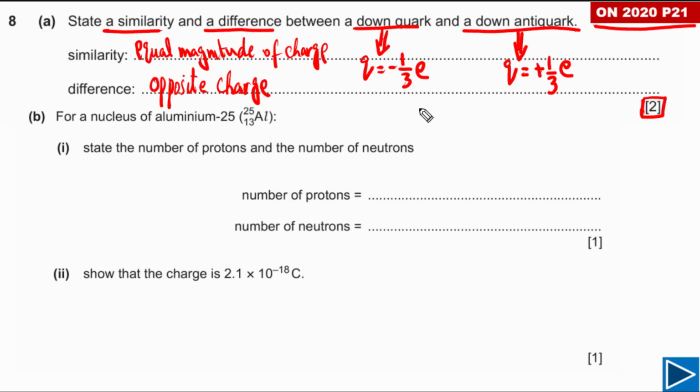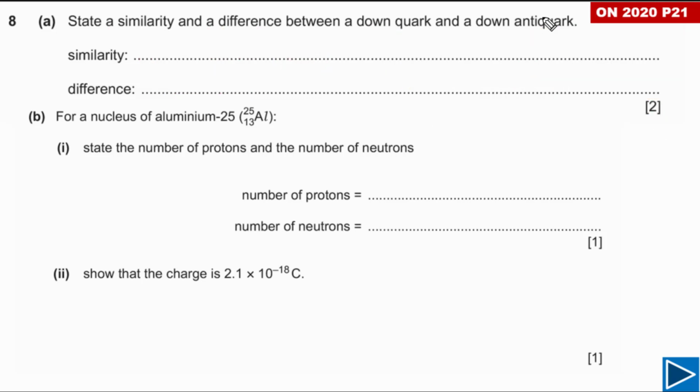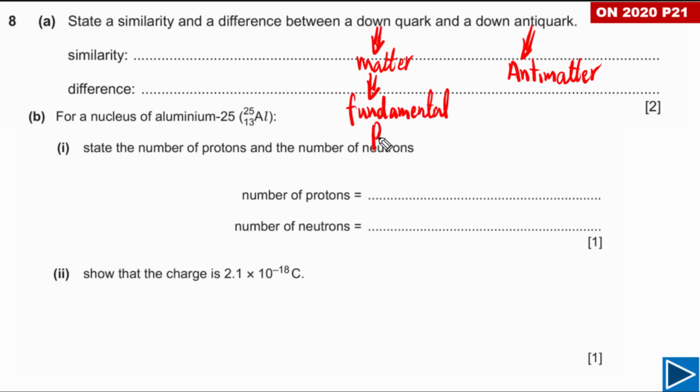Let's try to understand a little bit more about down quark and down anti-quark. First of all, a down quark is a particle, or we can say it's matter, and a down anti-quark is antimatter. So this is also a difference: one is matter and the other is antimatter. And both of them are fundamental particles. The down quark is a fundamental particle, meaning it cannot be broken into smaller particles.